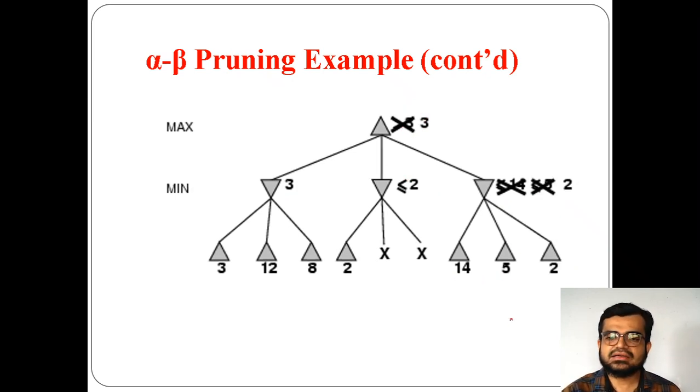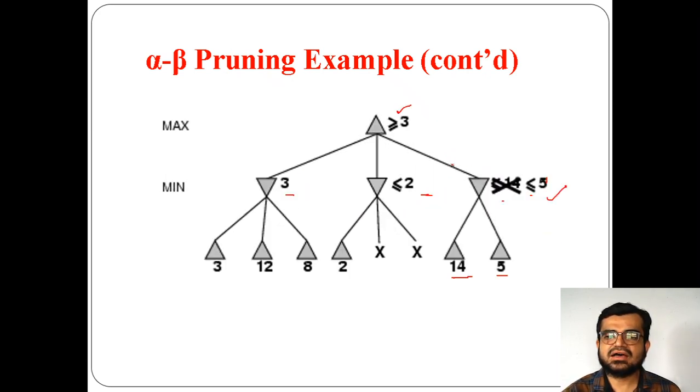Now here finally if I am taking 2, now 2 means again if you compare 14, 5 and 2, which is the minimum value? So 2. So 2 is updated here. Now we have to update the value. Now we need to compare 3, 2 and 2. So which is the maximum value among 3, 2 and 2? 3 is the maximum value again. So again what happens here is alpha now becomes greater than beta.